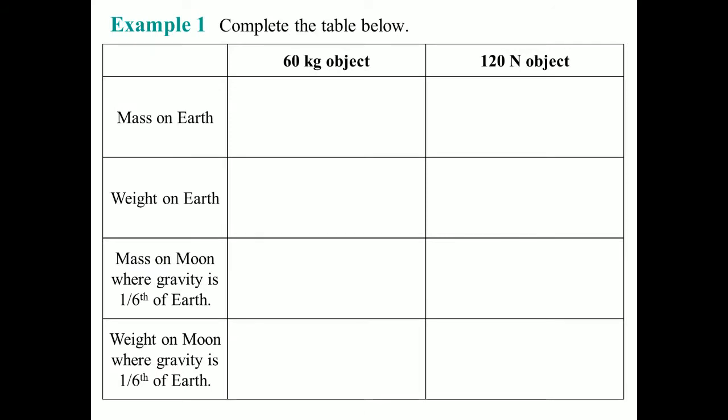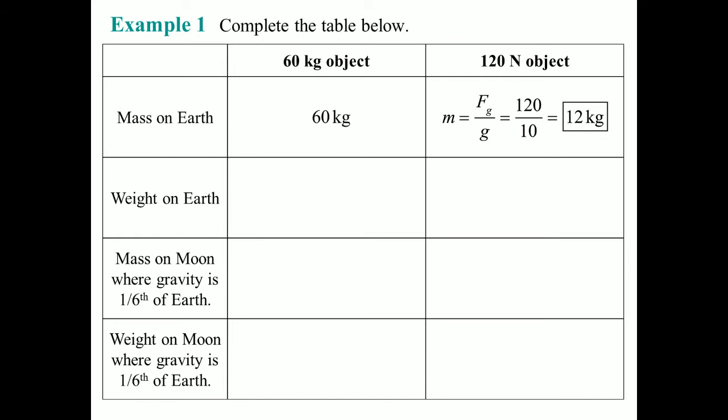So here are two examples: a 60 kilogram object and a 100 Newton object. There are four categories. Please fill this out. So the mass on the Earth, a 60 kilogram object is also 60 kilograms. Nothing changes. But what is the mass of a 100 Newton object? We just divide that by gravity, which gets us 10 kilograms.